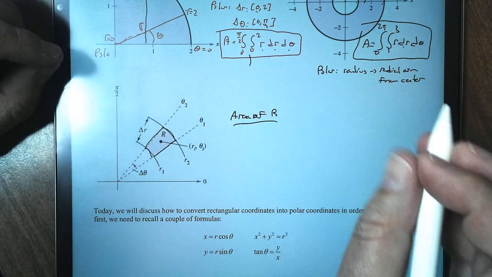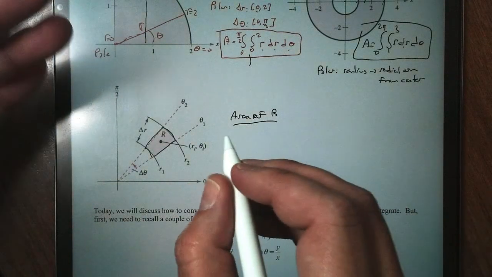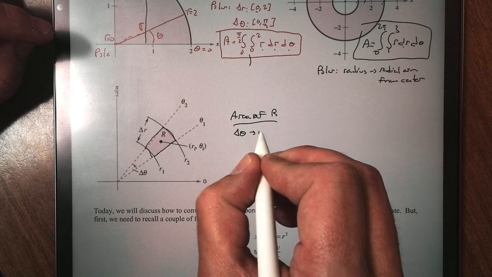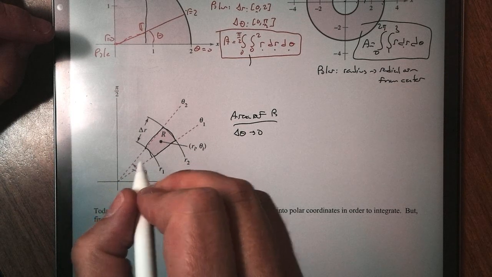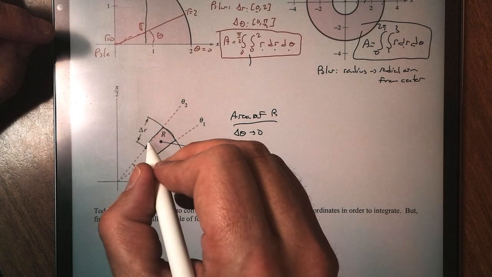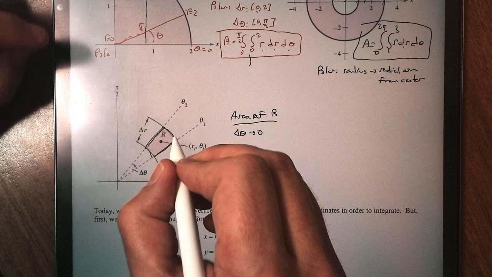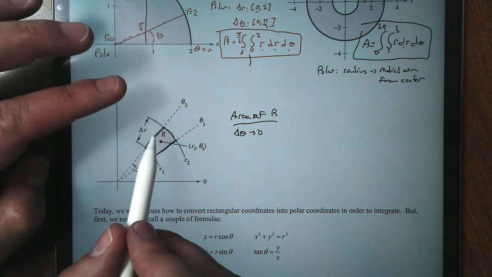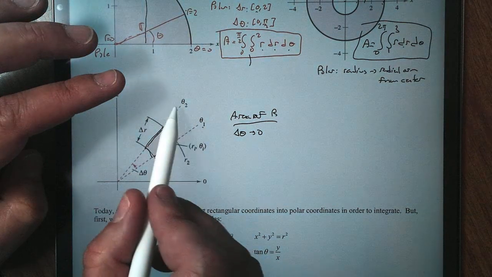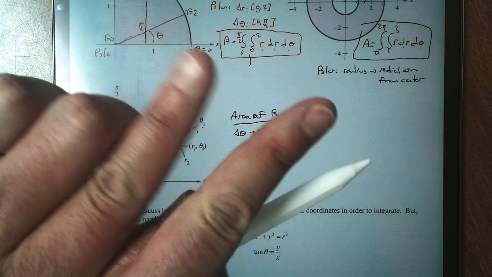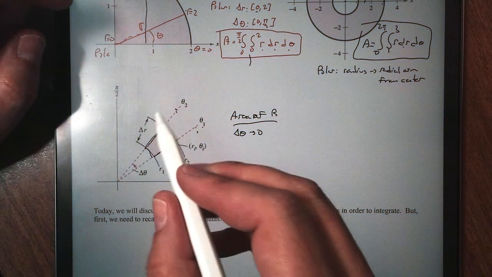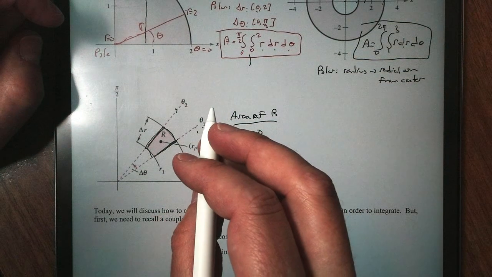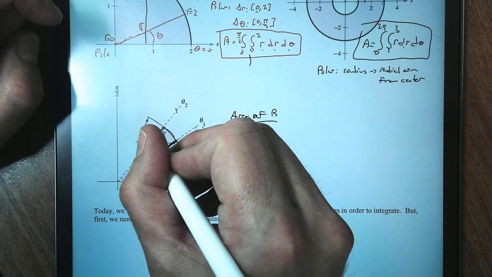To get area, I'm going to imagine delta theta going to 0. So this change in theta going to 0. We have two radii here, this radius and this radius. However, as theta goes to 0, these two radial arms become the same. In other words, this length becomes this length. And we can call that delta R. That's my change in R.